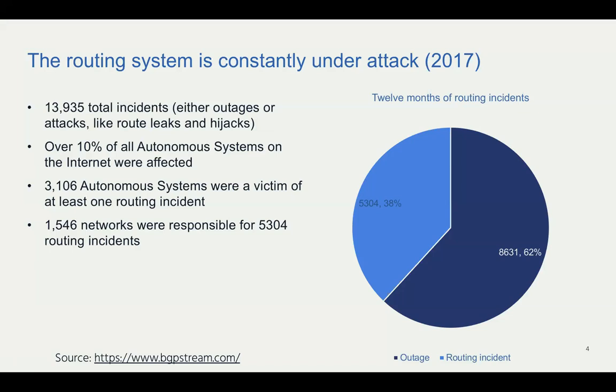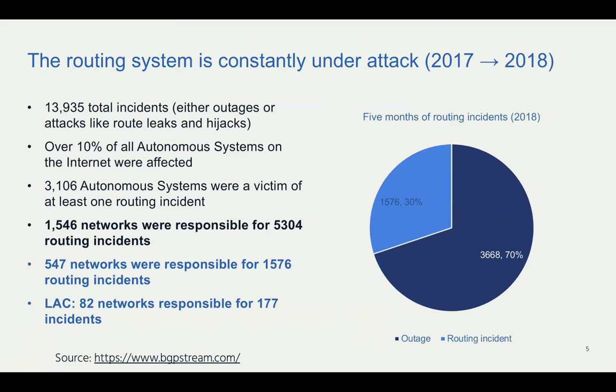More than 3,000 autonomous systems were a victim of at least one routing incident. And more than 1,500 networks were responsible for more than 5,000 routing incidents in a year. So that's quite a lot. And if you look at this chart on the right, it will show you that in 2017, almost 40% of all incidents were actually routing security incidents.